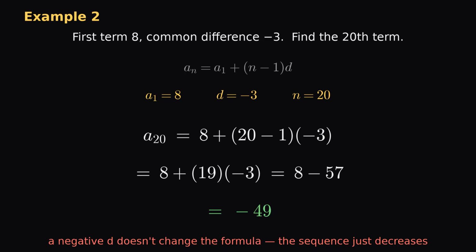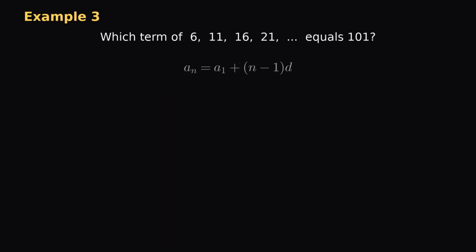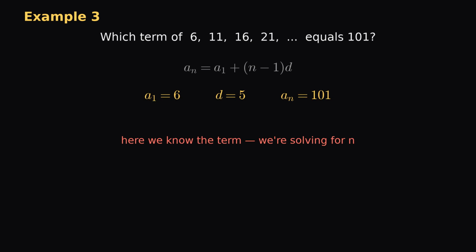Notice the formula doesn't change when d is negative. The sequence just decreases instead of increases. Example 3. Now we'll work backwards. Which term of 6, 11, 16, 21 is equal to 101? This time we know the answer, and we're solving for n.